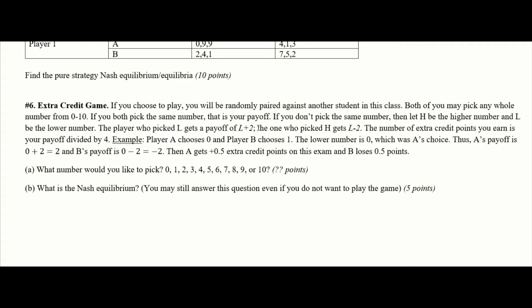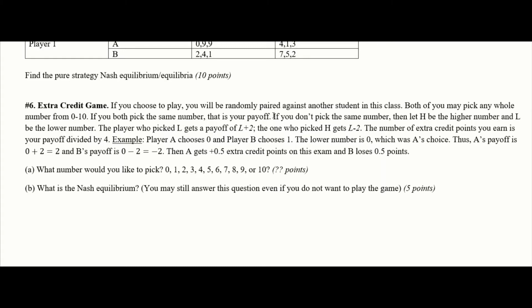No one can raise their payoff by playing differently. If you both pick 0, then your payoff is going to be 0. If you pick the same number, that's your payoff. You can't go below 0, so you can't possibly undercut them. If you picked a different number other than 0, that would make you worse off.